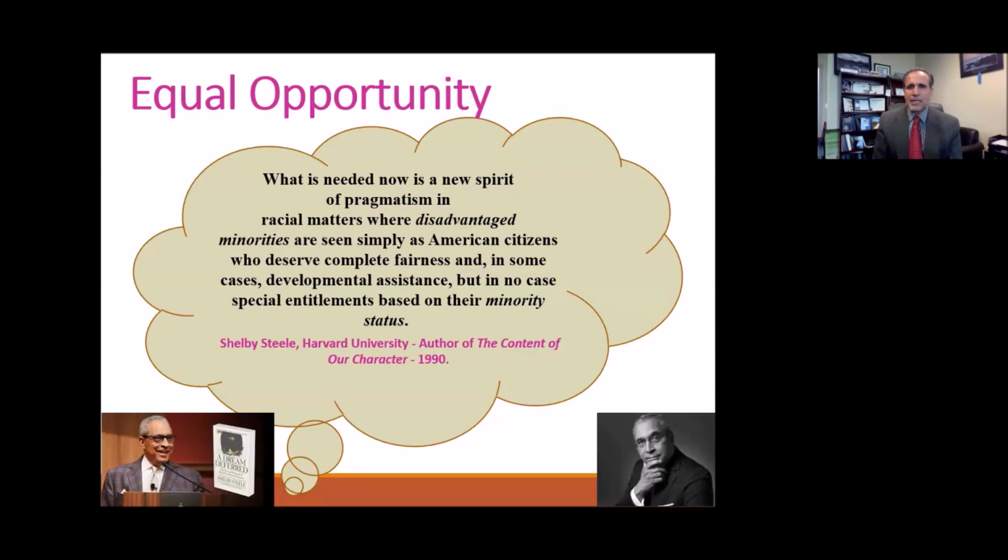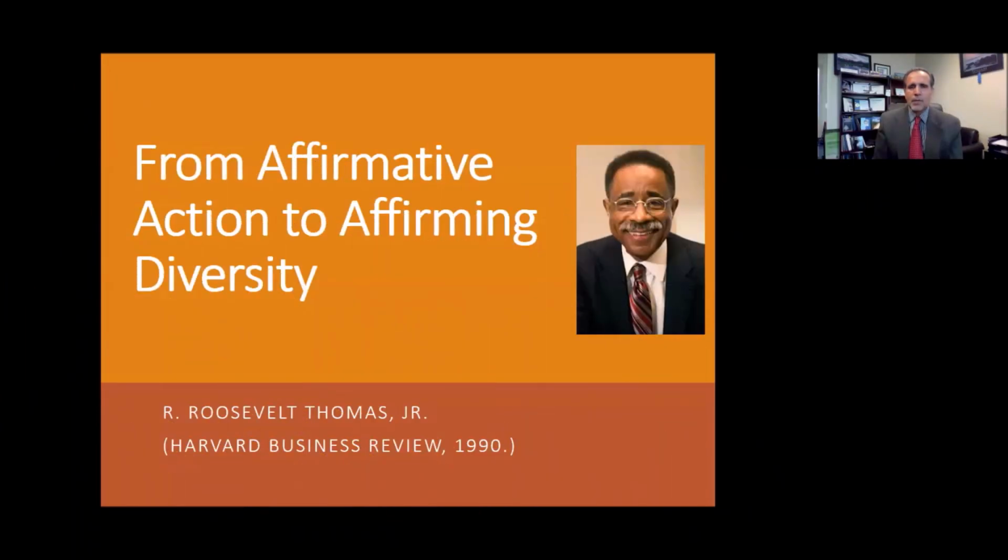So affirmative action has been talked about for quite a while over the past 4 or 5 decades in the United States, as well as in places like South Africa. Also, my colleague, Professor Roosevelt Thomas, for example, wrote a really good article in the 1990s entitled From Affirmative Action to Affirming Diversity. So what is affirmative action? Is it still needed? And what benefits can be derived from it?